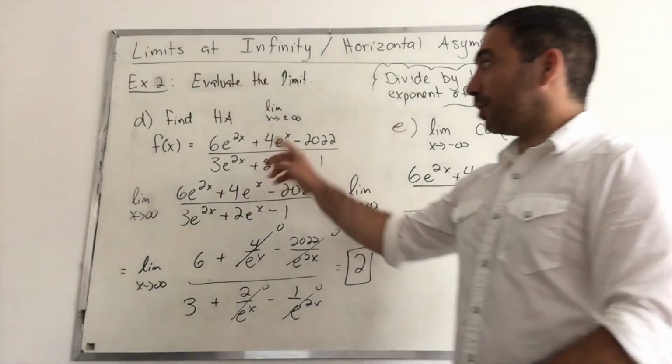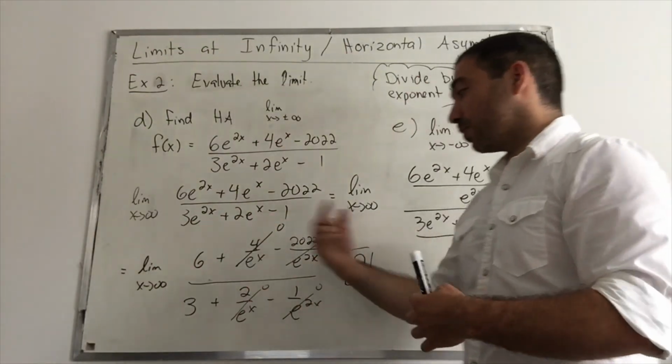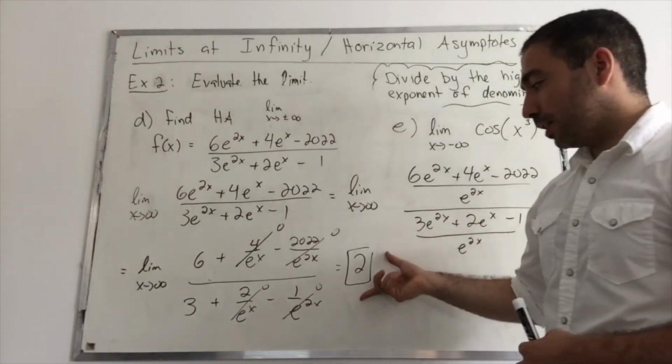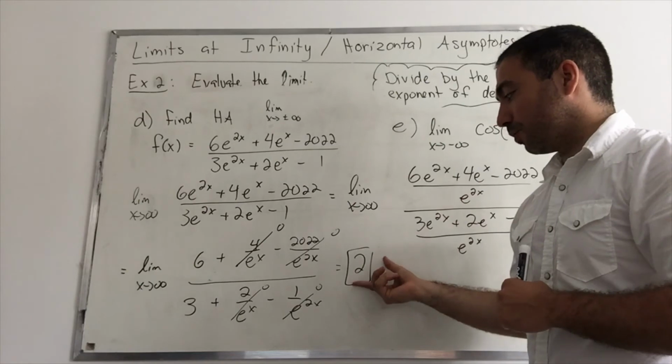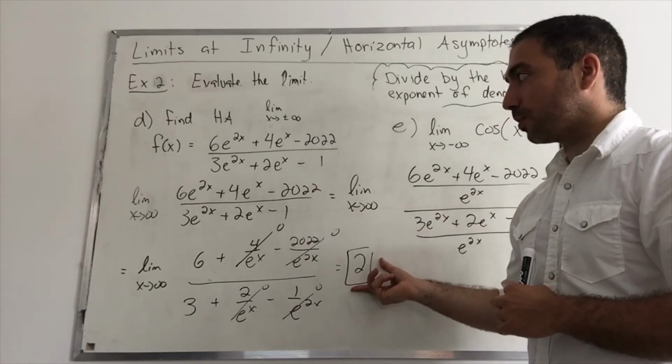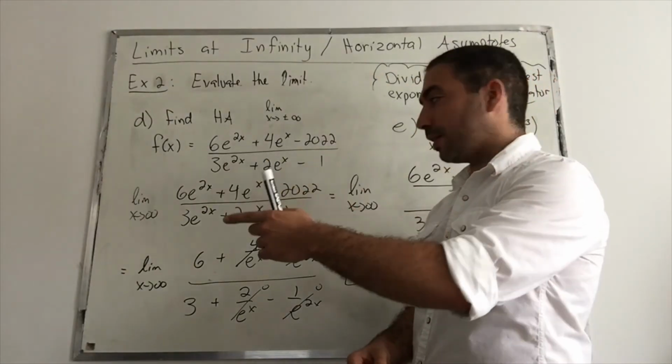So that's the positive case. Since they're asking for a horizontal asymptote, as x gets very large on the positive side, it's going to converge, or the limit's going to be 2. So the horizontal asymptote right now is 2. But you have to see what's happening on the left side.